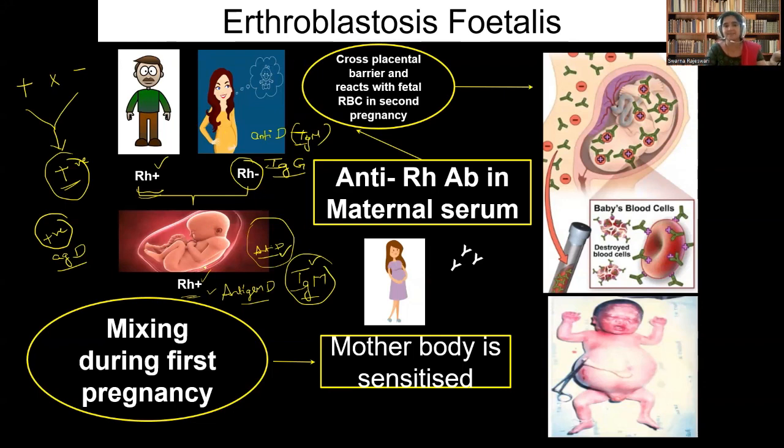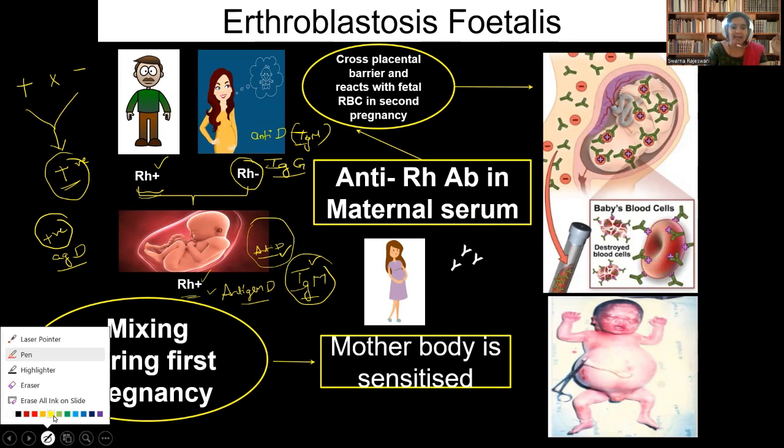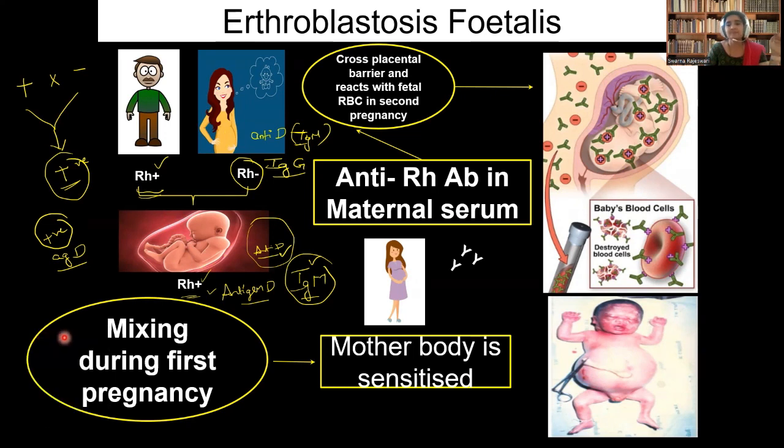That is the second fetus. So now what is happening? The anti-D antibodies, which are now IgG type, are crossing the placental barrier and entering the fetus and are destroying the fetal blood. So here the destruction of the fetus is occurring.